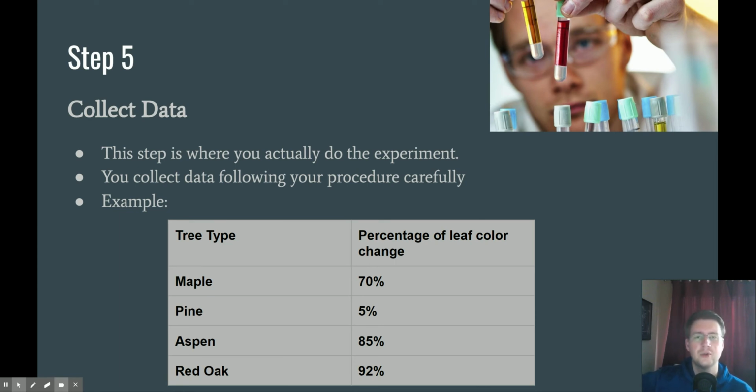And so you want to make sure you don't go away from your procedure, otherwise that makes your possible answer less valuable. It doesn't make it as strong, right? There's less evidence for it. And then there's an example of a data table on the bottom. Maybe I was looking at 4 different tree types, and I looked up the percentage of leaf color change, and that's the data that I found.